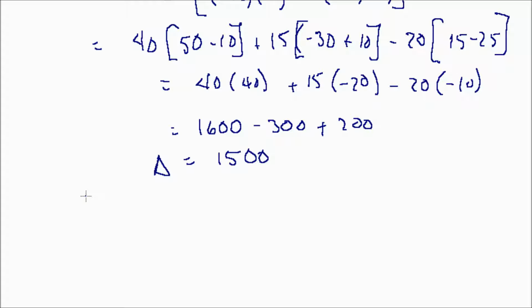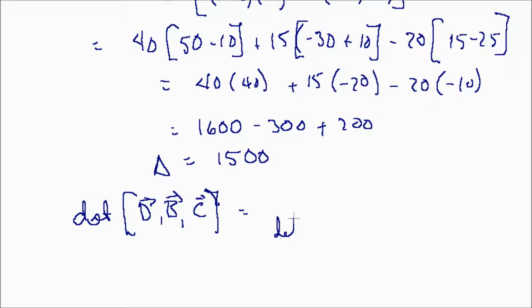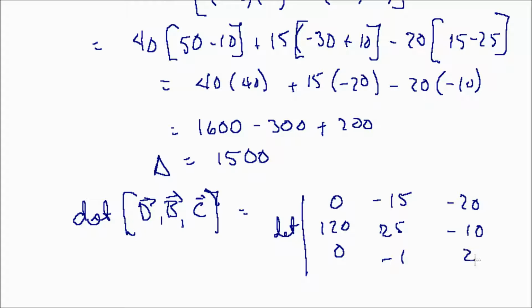Okay. Now, you can do the same thing on the other ones, and what I'll probably do very quickly now is the determinant of the first one for this one. This is going to be the determinant of D, B, C, which gives us the numerator. And you notice I'm putting these overhead. That means these are vectors. And this one is equal to the determinant of 0, 120, and 0, here's our D, minus 15, 25, and minus 1, and then minus 20, minus 10, and 2.